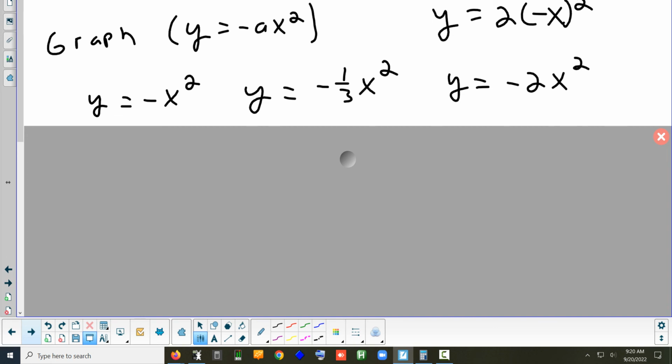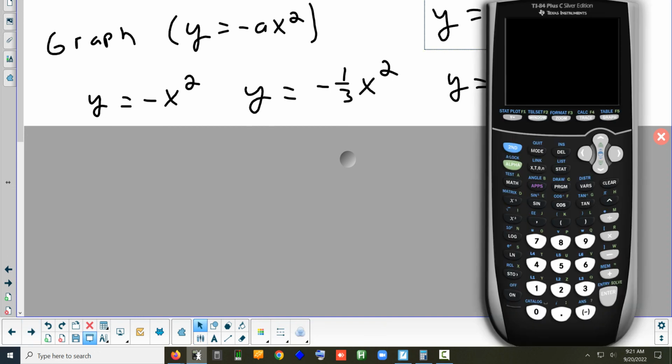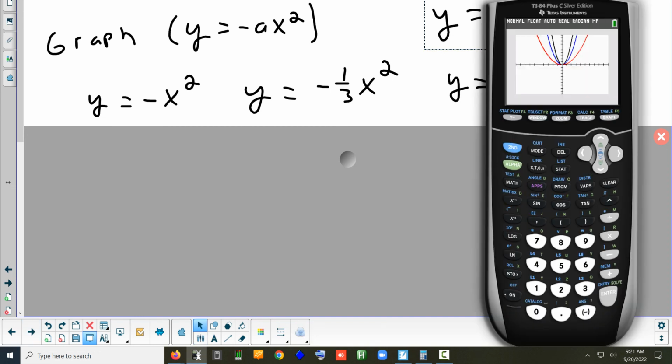We did the negative inside the parentheses. And we saw that it reflected it over the y-axis. This is a negative that's not in parentheses. It's in front of the whole thing. So anyone have a guess what putting a negative in front is going to do compared to inside the parentheses? Yep. Instead of flipping it symmetrically, it's going to flip it over the x-axis.